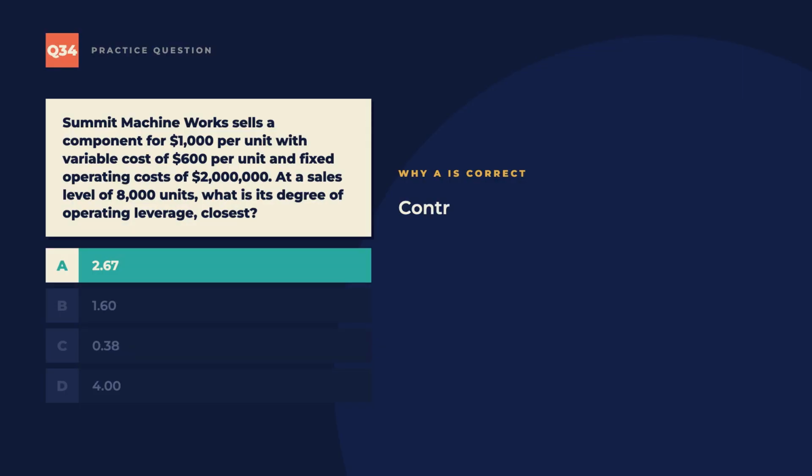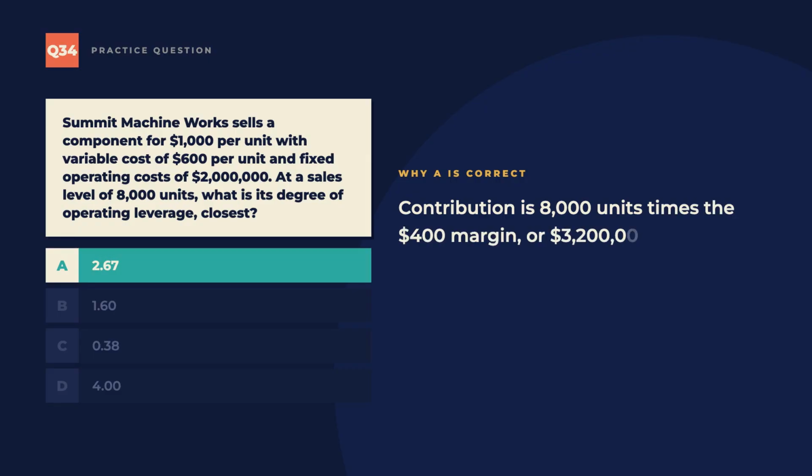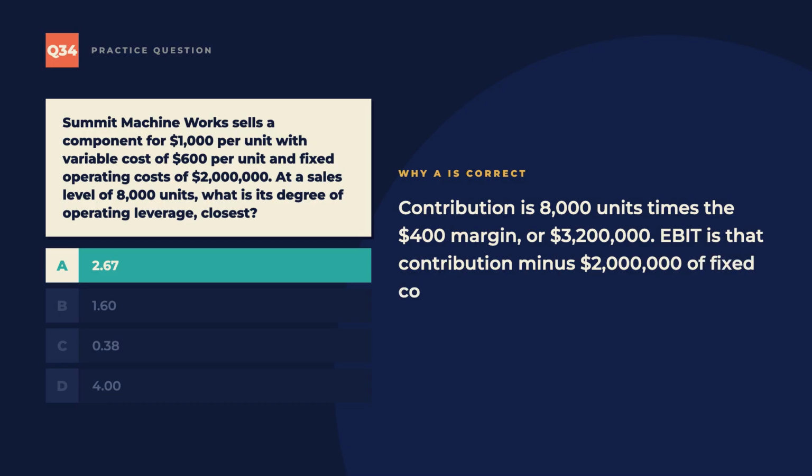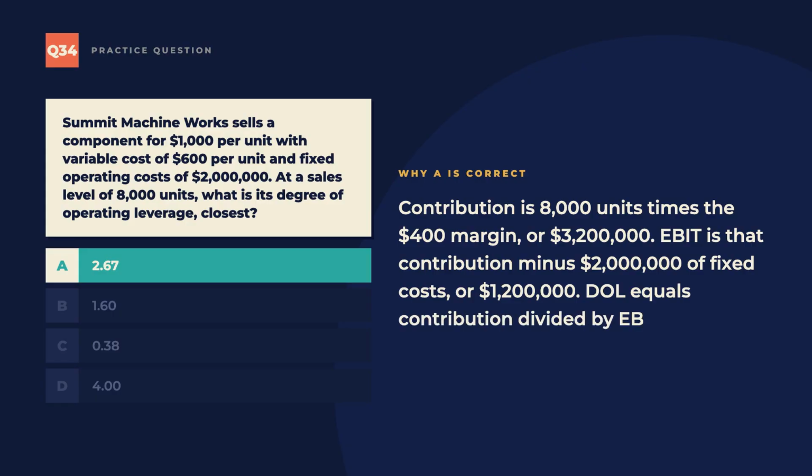A is correct because contribution is 8,000 units times the $400 margin, or $3,200,000. EBIT is that contribution minus $2,000,000 of fixed costs, or $1,200,000. DOL equals contribution divided by EBIT, $3,200,000 over $1,200,000, about 2.67.